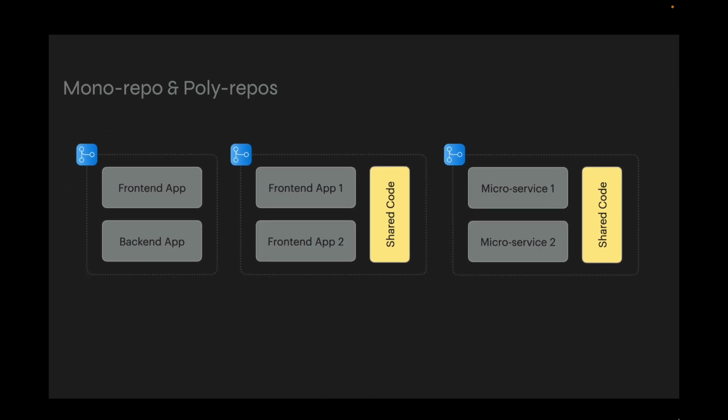Let's look at 3 examples. In the first case, the mono-repository includes 2 applications, front-end and backend apps. The second includes 2 front-end apps and a shared library, which is probably used by both front-end applications. In the third scenario, the mono-repository includes 2 microservices and shared code. Other combinations are also possible.